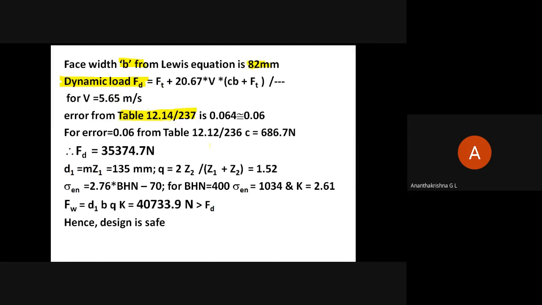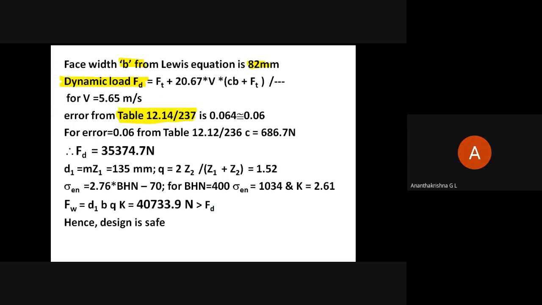Are you there? Yeah, all of you are there near table 12.14. If you say yes, we will go further. Yes, sir.